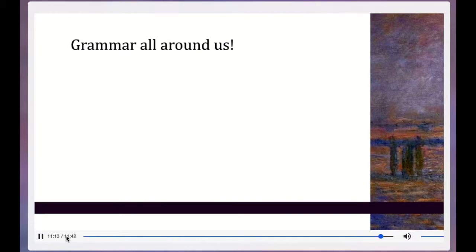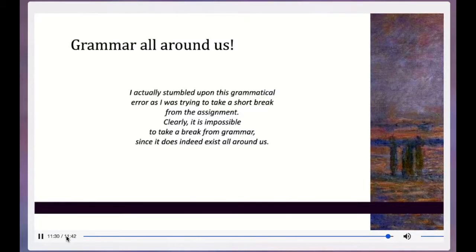I hope that this short summary of what grammar is and how it is related to the world we live in has made you interested in learning more. And remember that grammar is all around us, as expressed by this quote from a former student of mine who was working with his grammar course. "I actually stumbled upon this grammatical error as I was trying to take a short break from the assignment." Clearly, it is impossible to take a break from grammar, since it does indeed exist all around us.